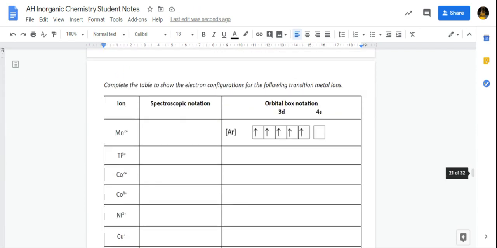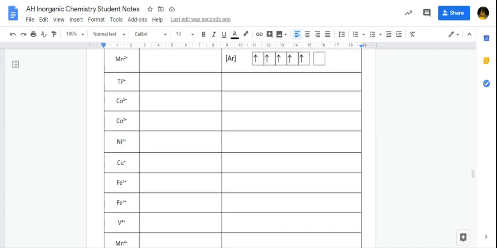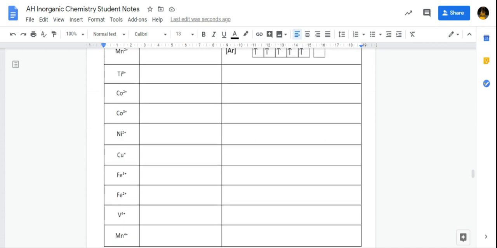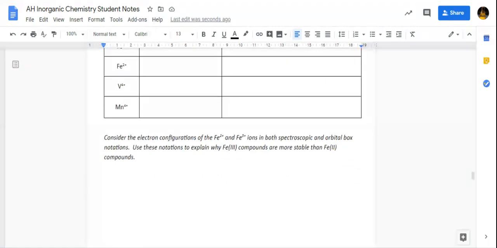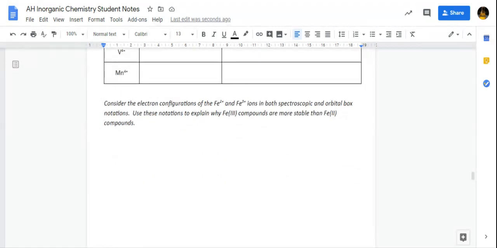So you have an activity again, a separate sheet has been created for you to complete the electron configuration of the ions. And then can you have a look at the electron configurations of the iron 2 and the iron 3 ions, okay? Looking at the spectroscopic and the orbital box notations, and use these to explain why iron 3 compounds are more stable than iron 2 compounds. Once you've completed this, there's questions 37 to 41 to complete, and also an associated check test.